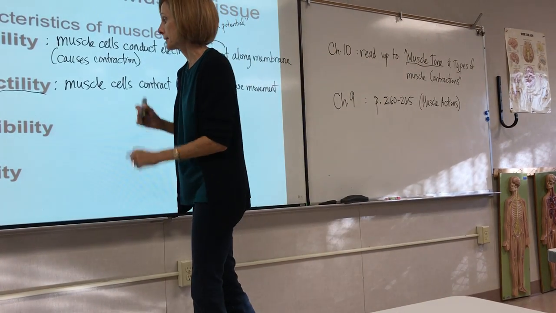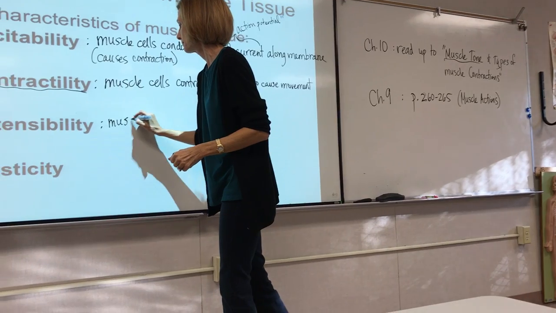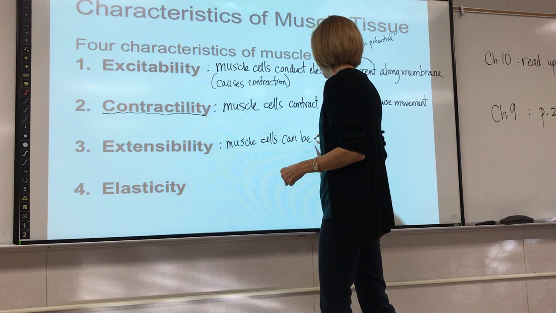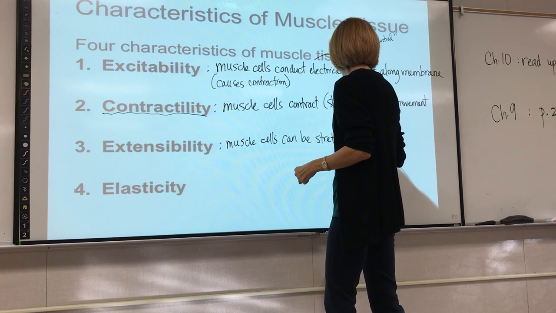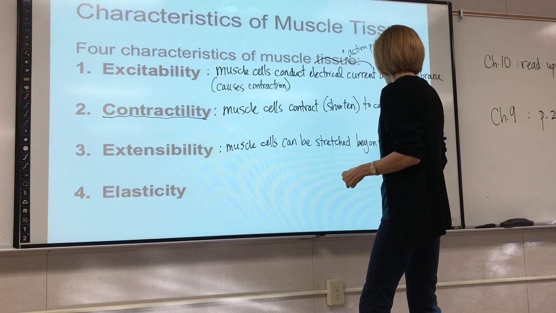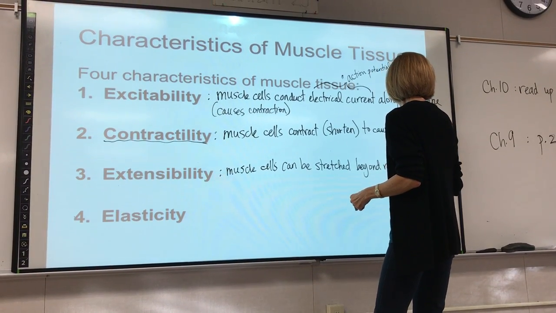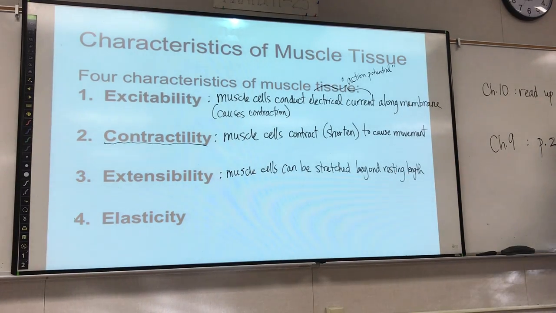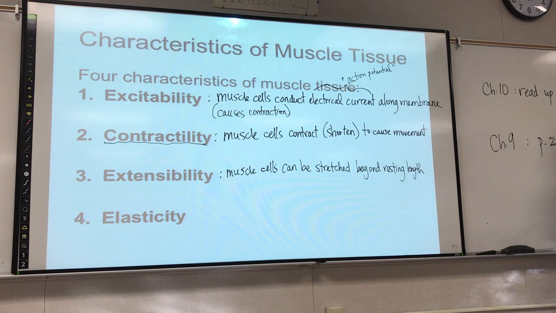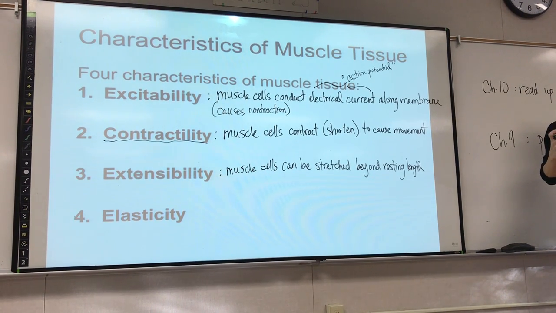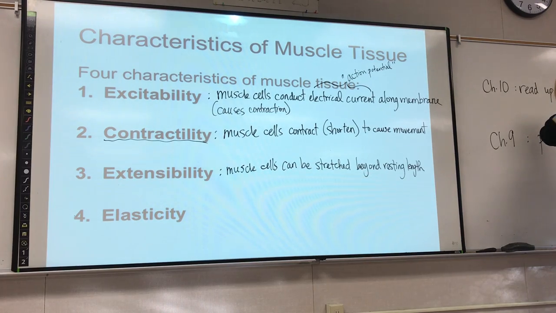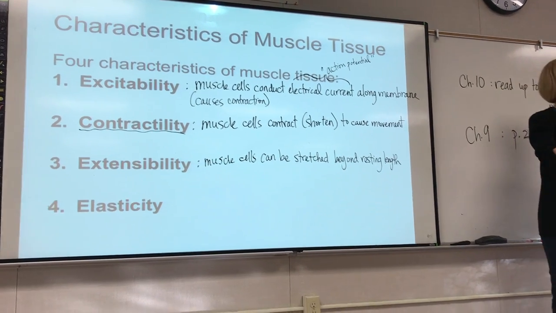So we call this property extensibility. So muscle cells can be stretched or lengthened beyond what is called their resting length. The resting length of a muscle is just the length the muscle would assume if you just let it go and it will just lay there. And that is what is called the resting length of the muscle. But it can be stretched beyond that without damaging the cells. So when we stretch out the muscle and let it go, it comes back to its resting length.